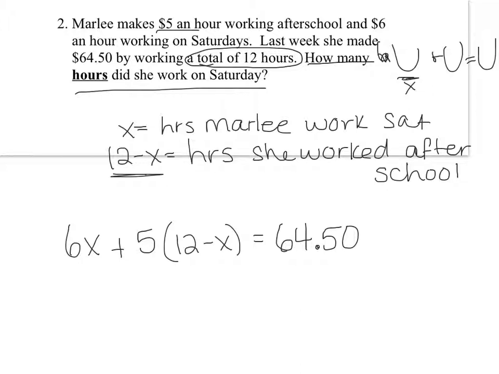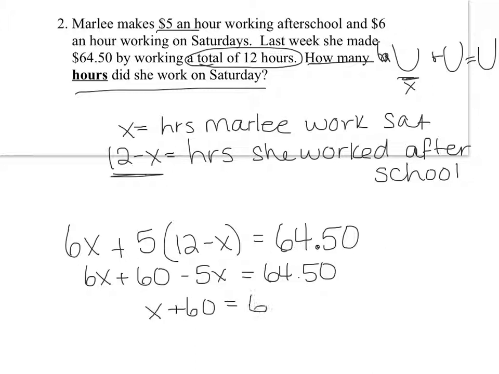Okay. All right, so we simplify. 6x plus 60 minus 5x equals 64.50. All right, we combine like terms. We get x plus 60 equals 64.50. I subtract 60 from both sides.